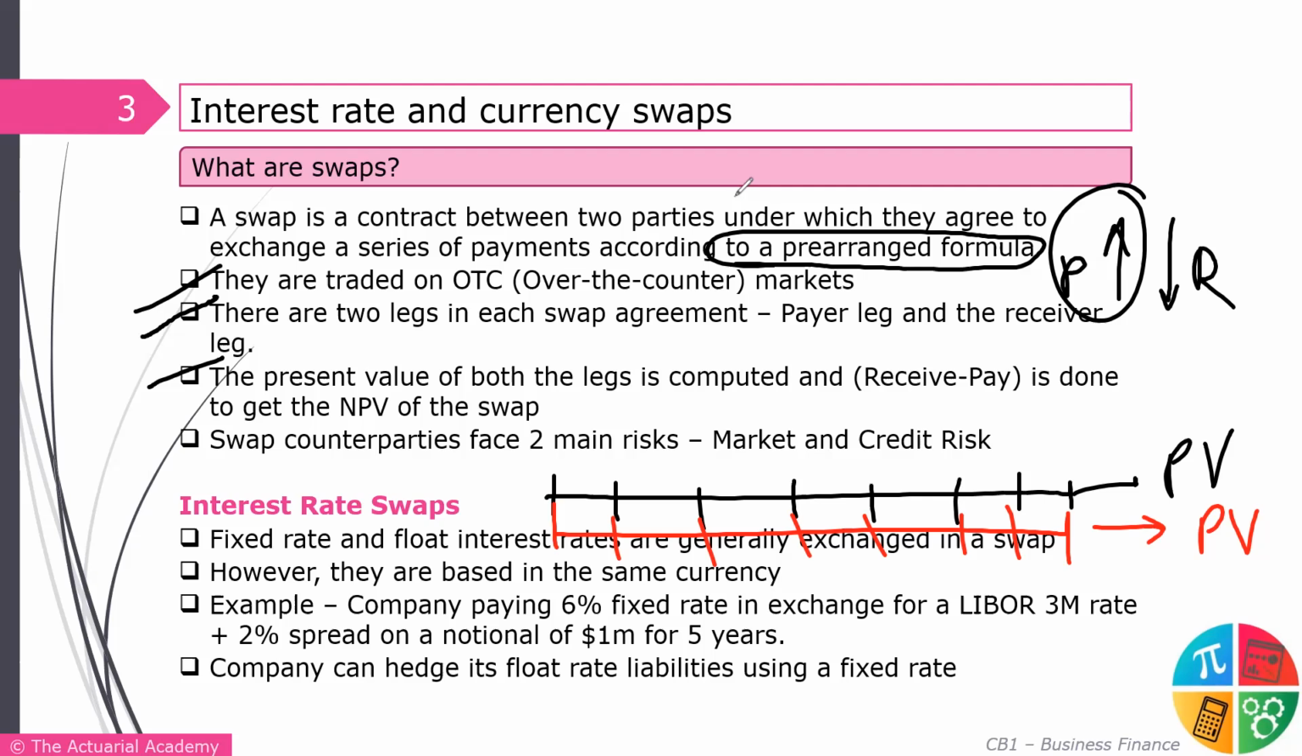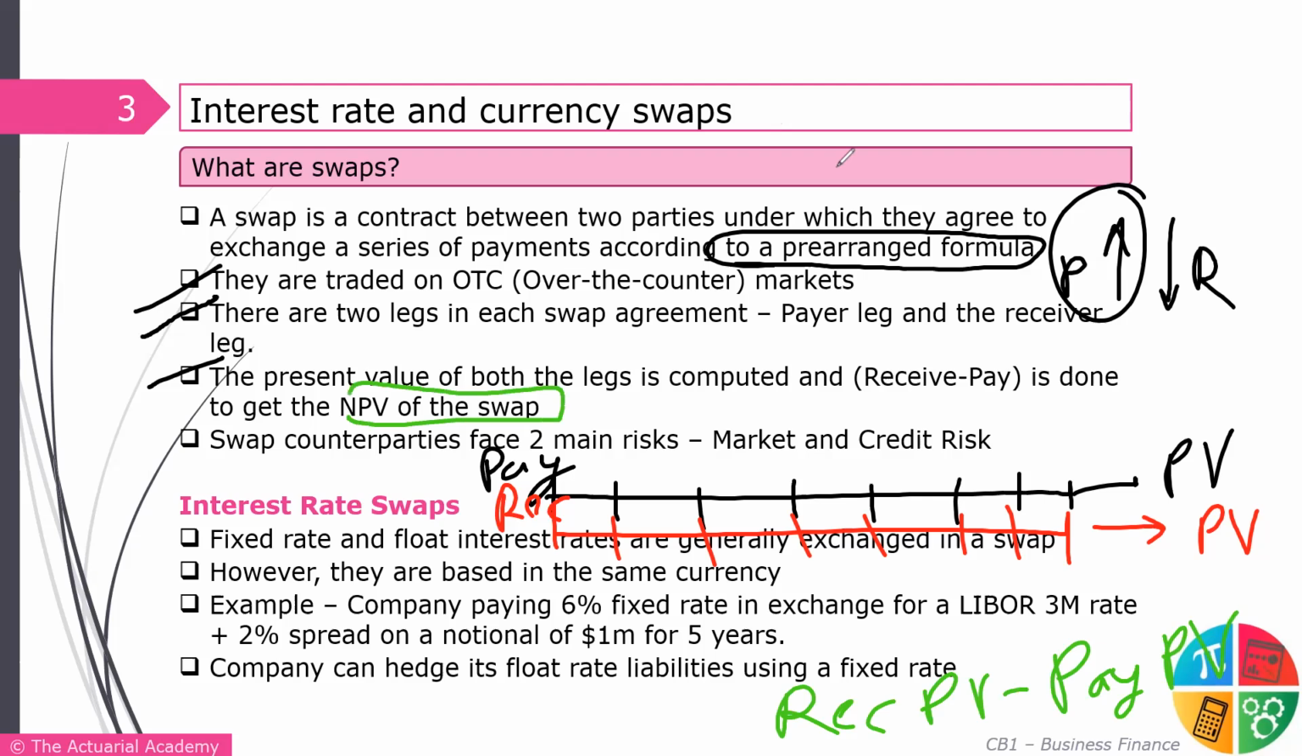If black is the pay leg, and red is receive, then the final NPV would be receive PV minus pay PV. Let's say, at the end of the day, the receive PV is 1000 and the pay PV is 750. In that case, it's a positive NPV. The valuation of the swap is positive, which means you have earned from the deal.